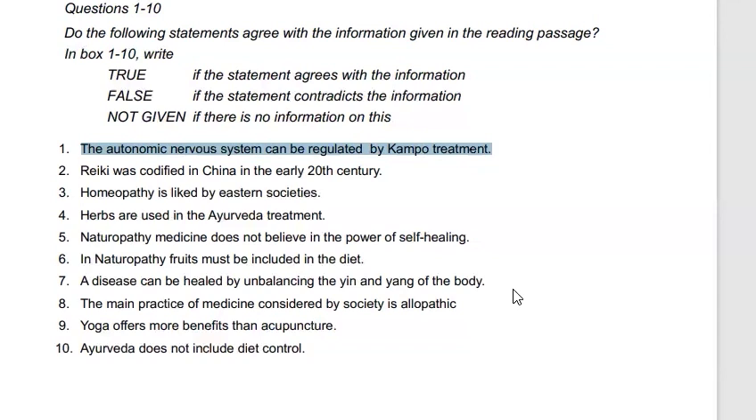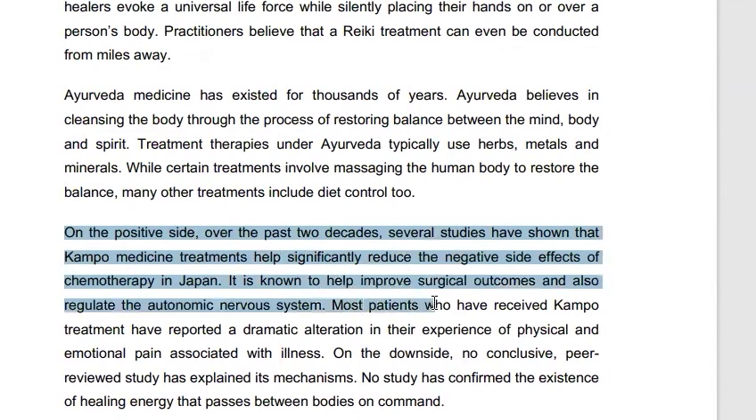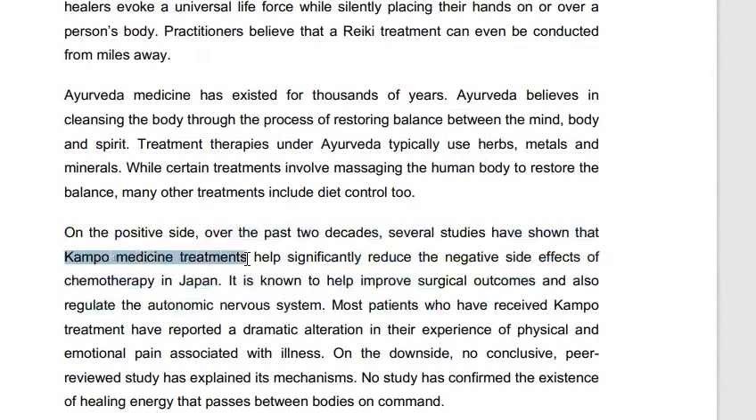If it can, then the answer would be true. If it cannot regulate the autonomic nervous system, the answer would be false. If some information is missing, if there's no relation given between both of these, as in Campo treatment and nervous system, or about its regulation, then the answer would be not given. So let's go to the passage. Paragraph 4, first line, because here they're talking about Campo medicine treatment.